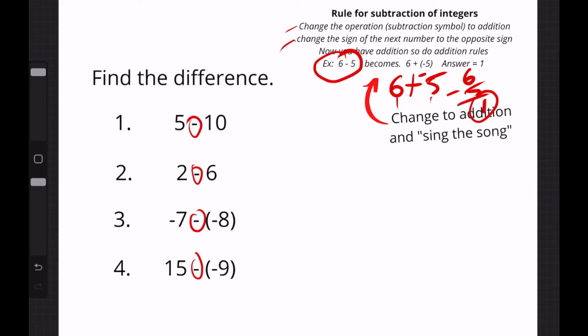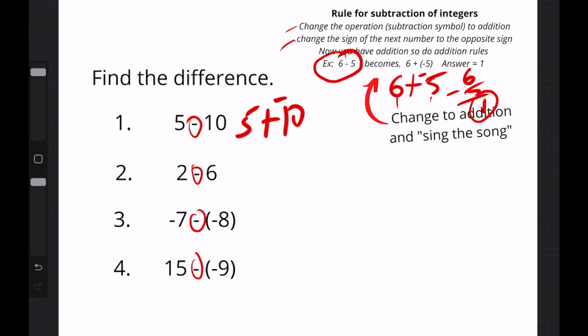Let's look at number 1, 5 minus 10. If we follow the rule, we're going to change the subtraction operation sign, 5 minus 10, to 5 plus 10. And then because we changed that, we're going to change the sign of the next number and make that a negative 10. So now we've got 5 plus negative 10. Now we can do our song. Same signs, add and keep.